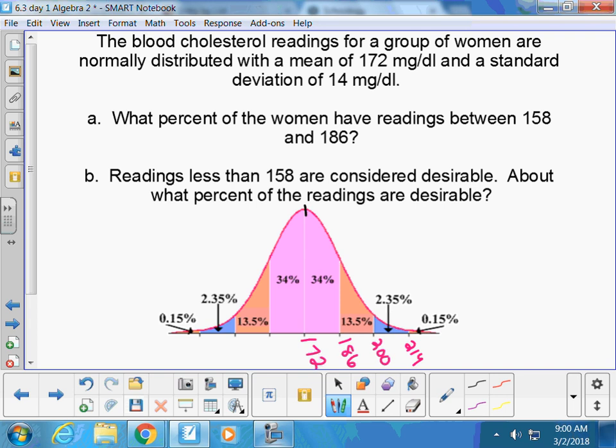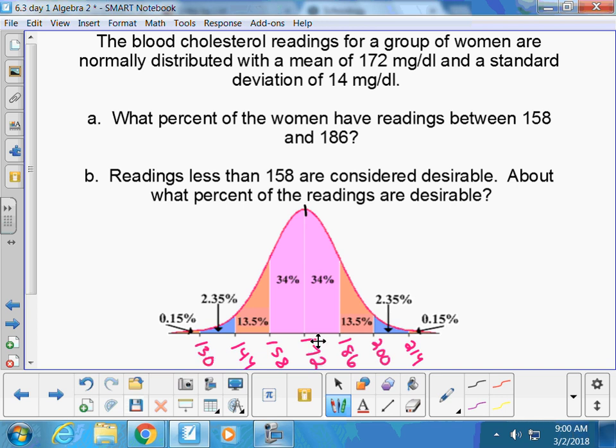Now let's work our other direction from 172. Go back to the middle where the 172 is and subtract off 14 to go 1 standard deviation to the left. It would be 158. Subtract off another standard deviation, that would be at 144. And subtract off one last standard deviation of 14 to get to the 130.